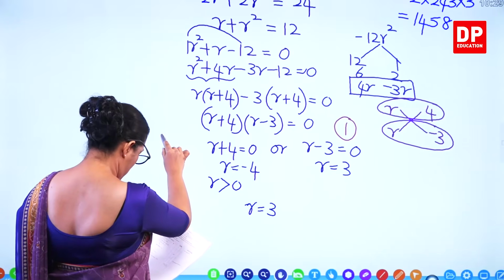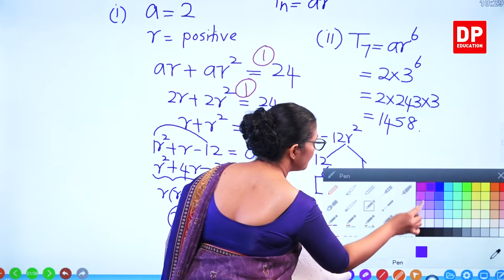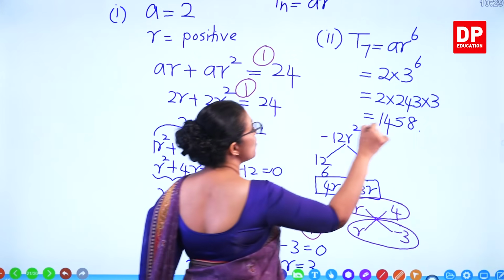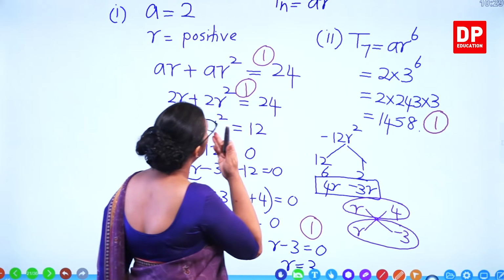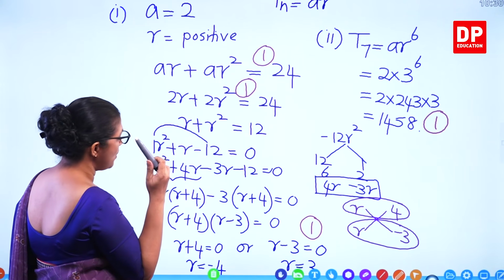Then the second part, the 7th term: 1 mark, only for showing this one. Check whether all 10 marks are there. 1, 2, 3, 4.